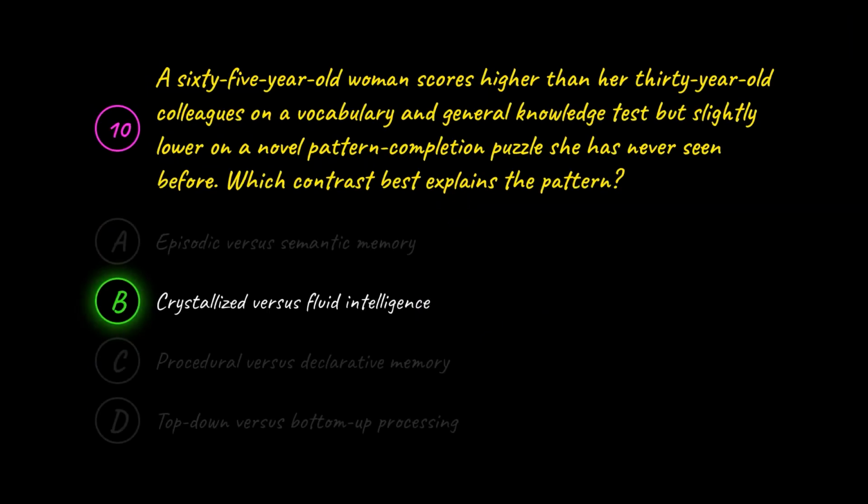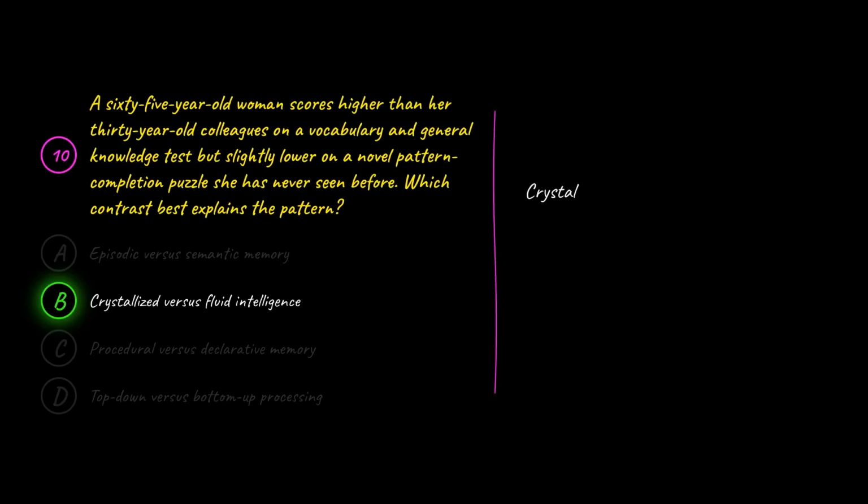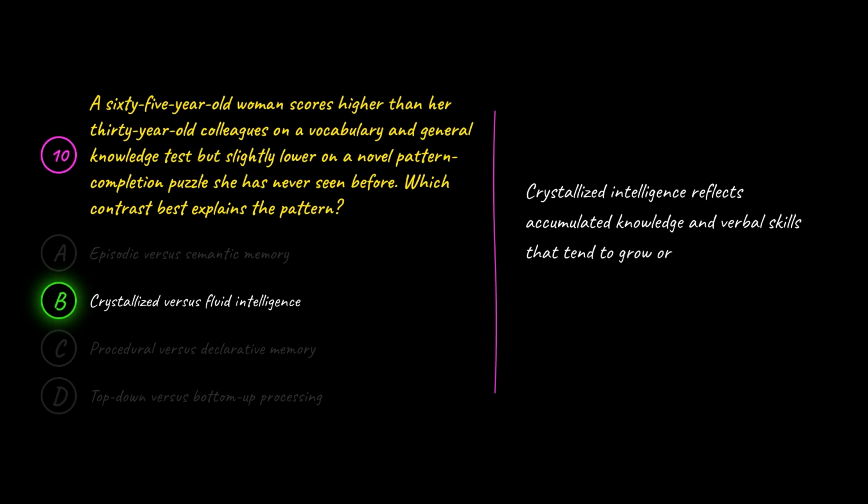The correct answer is B. Crystallized versus fluid intelligence. B is correct because crystallized intelligence reflects accumulated knowledge and verbal skills that tend to grow or hold steady with age, while fluid intelligence captures the ability to solve unfamiliar problems and tends to decline gradually, matching the woman's profile.